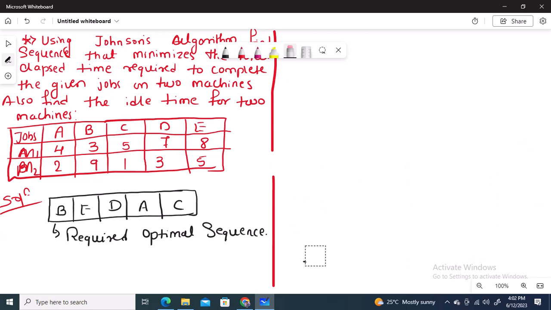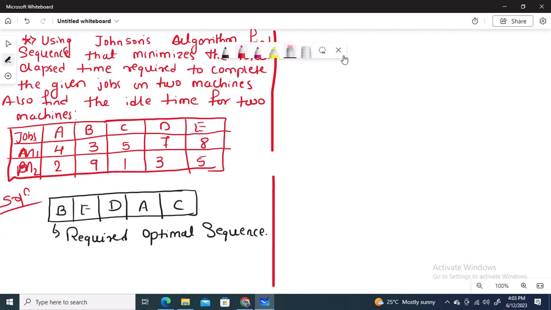Johnson algorithm is very simple. The only thing we have to remember is the steps and methods properly. Once we have the proper optimal sequence, we have to find the minimum elapsed time. For that, we have to write one simple table.